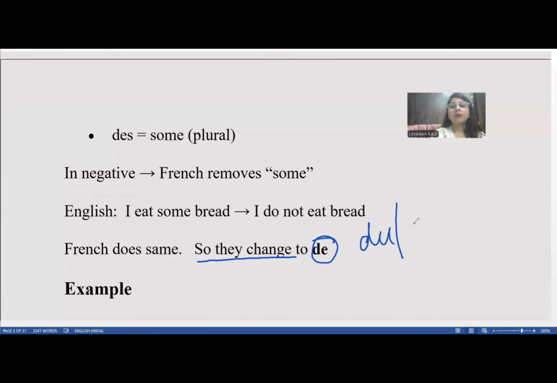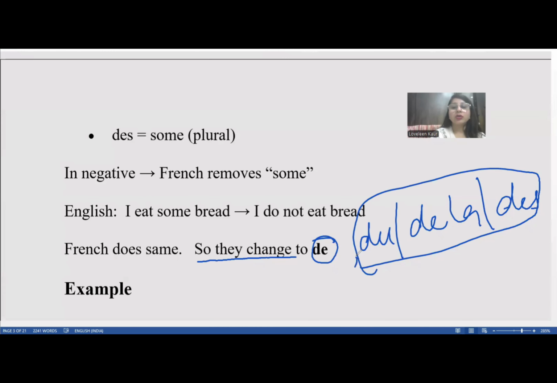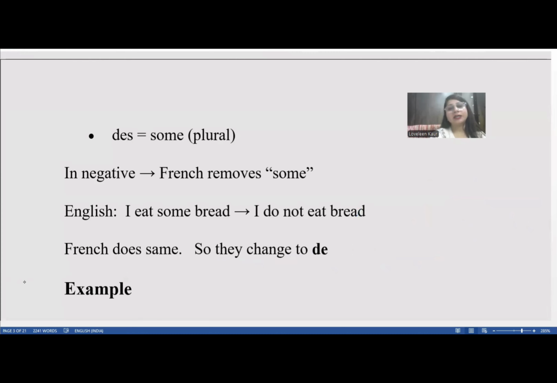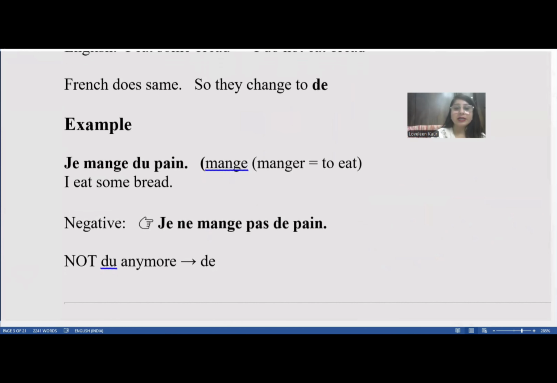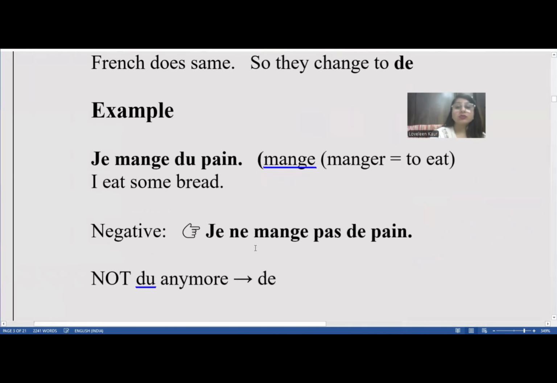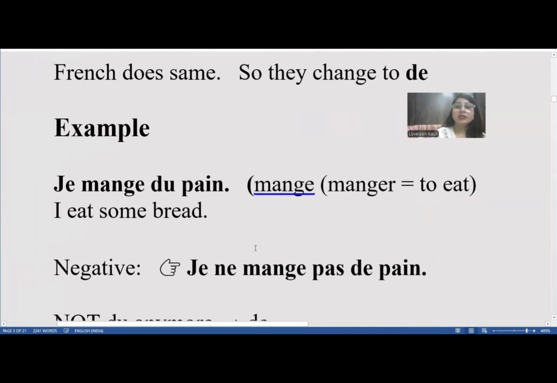जो भी du था, अभी हमने किया du, de la, des. This we will change to de, right? So sometimes what happens, you make the sentence negative correctly, you put ne and pas at the correct place around the verb only. But sometimes you forget to change du, de la, des into de. Then also it's wrong. Okay, so whenever you're making any sentence negative, make sure that those things also you change. For example, now you see this example.